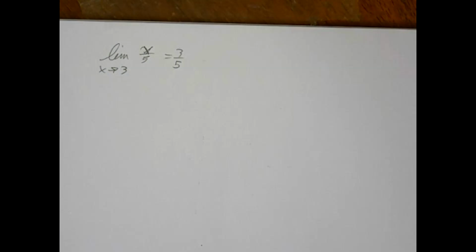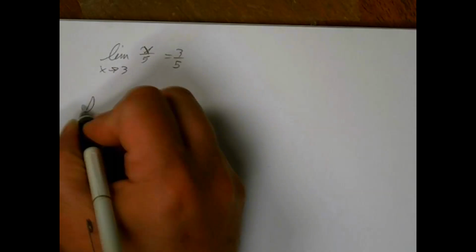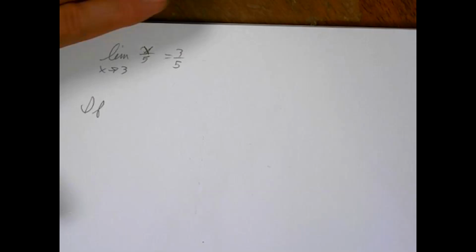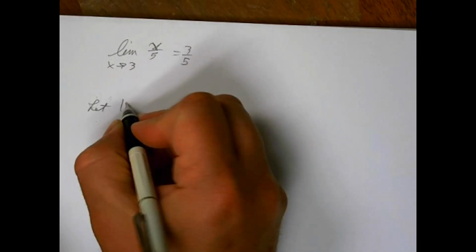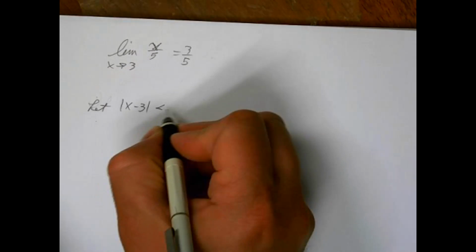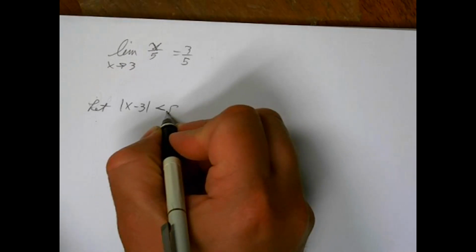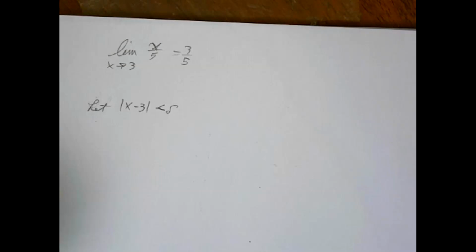All right, so here's how it begins. We're going to let, now we don't have to start with an if statement, the distance between x and 3 be less than some delta value, and at the same time, I need a little bit more space here.